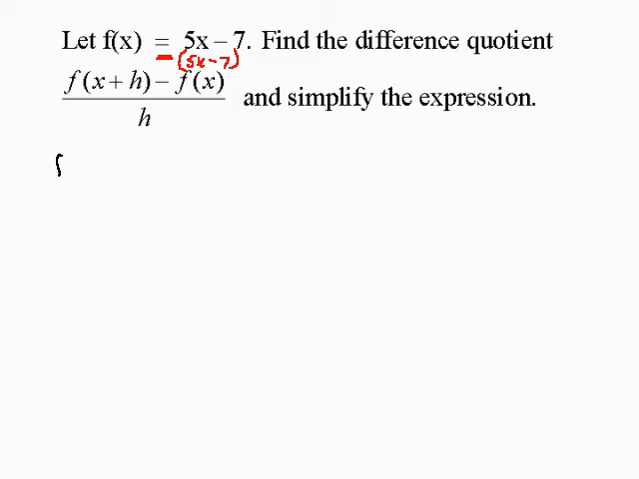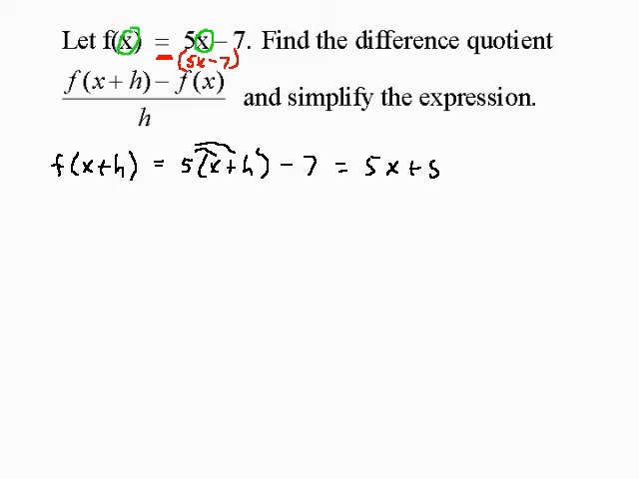Next, we have to find what's in front there. We always have to find f of x plus h. Now, all we're going to do there is wherever we see an x up top, we are just going to replace it with x plus h. So if f of x is 5x minus 7, I hope y'all see that f of x plus h would be 5 times x plus h minus 7. And of course, we can continue there with some algebra. We can distribute the 5 through and get 5x plus 5h minus 7.